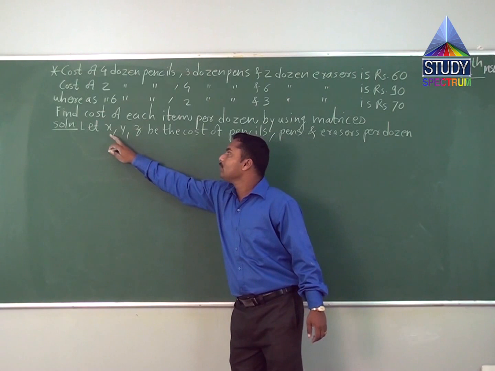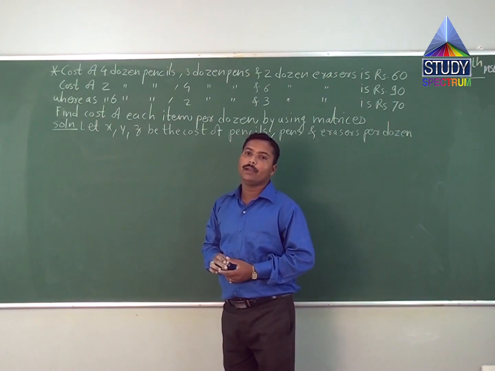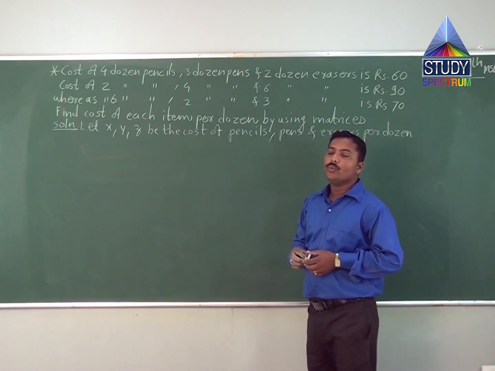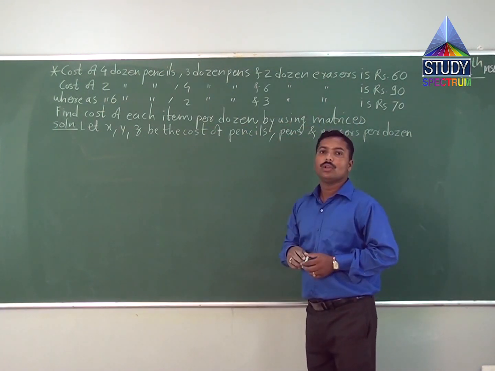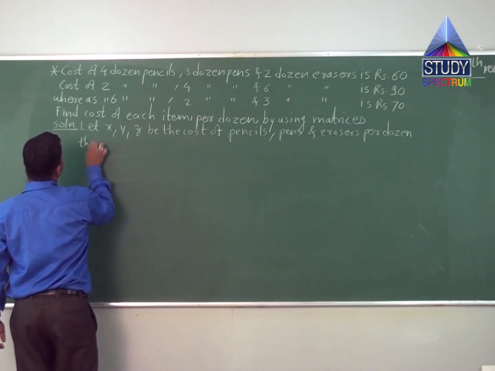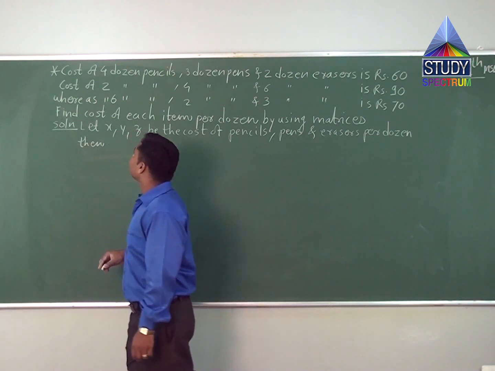So per dozen means x, y, z. So we want to find x, y, z. So by using all this data, we convert this data into equations.